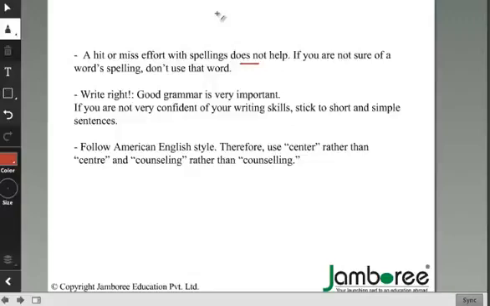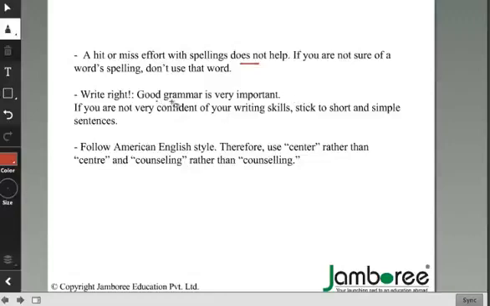For 3-4 spelling errors, there will probably be a deduction of 0.5, and 0.5 can be the difference between 3.5 and 4. So if you are not sure of a word's spelling, don't use the word. If you're not 100% sure of the spelling of a word, change the word and use something else. Don't make grammatical mistakes.